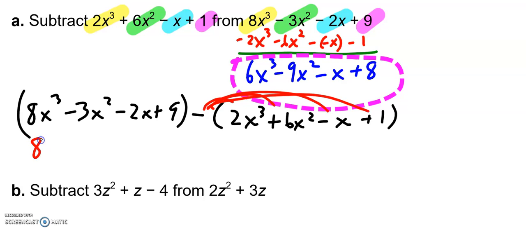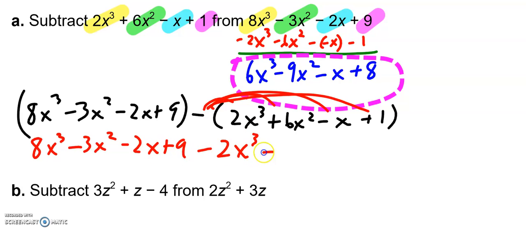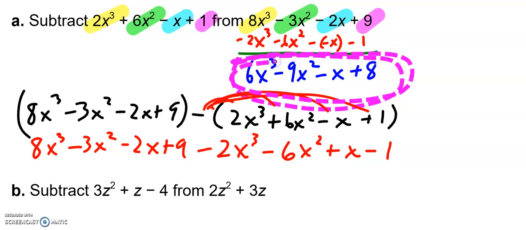And so then I can rewrite this as 8x to the third minus 3x squared minus 2x plus 9 minus 2x to the third minus 6x squared plus x minus 1. And now this really just becomes an addition problem where I'm combining like terms. Either way, I get back to my answer up here.